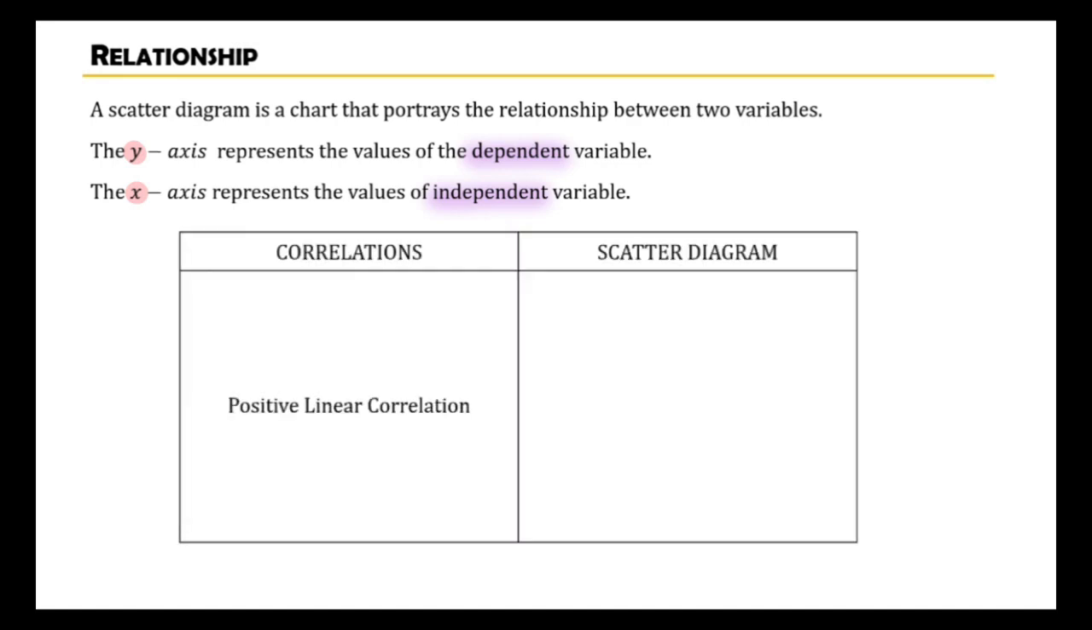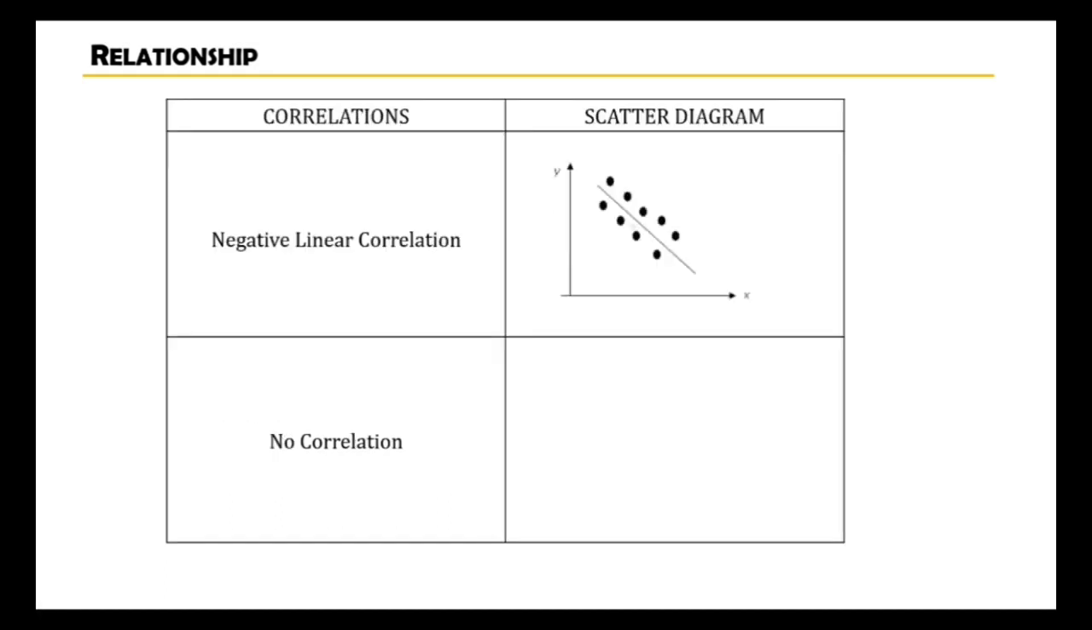Positive linear correlation, where this is the example for a scatter diagram. As we can see, as the value of x increases, y also increases. And we have negative linear correlation, when x increases, y decreases. So this has a negative slope. And no correlation, where there is no noticeable pattern on the scatter diagram. The data is widely scattered.